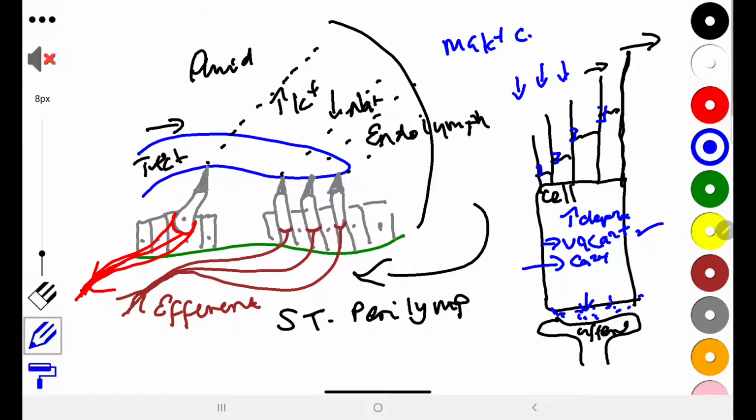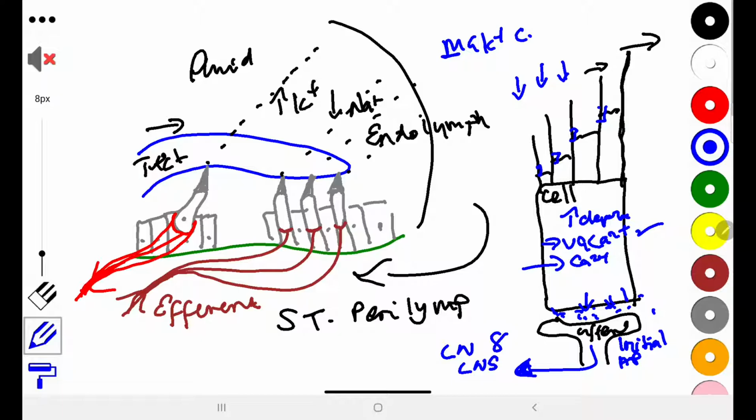And once the neurotransmitter goes out, there's now initiation of an action potential in the afferent. In this case, we're talking about cranial nerve number 8, which will then take the action potential to the central nervous system. So this is what we're talking about. This is their basic structure. This is how it's going to move from mechanical to electrical.